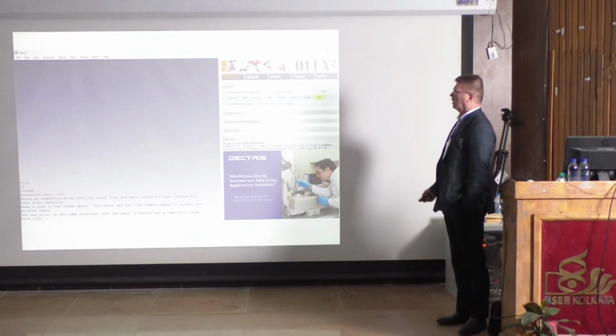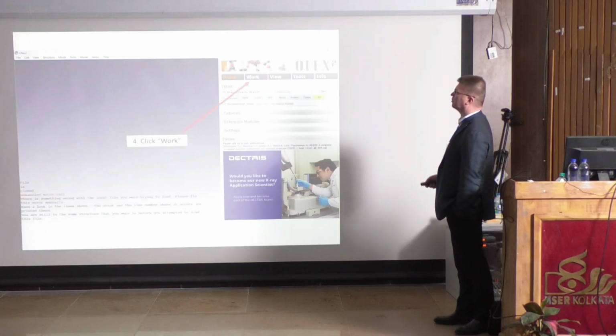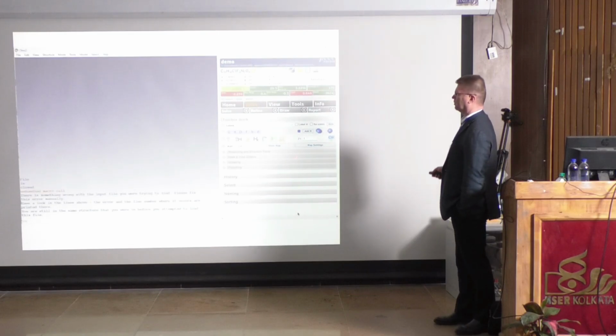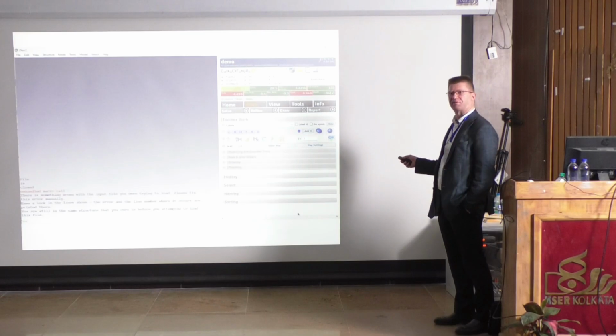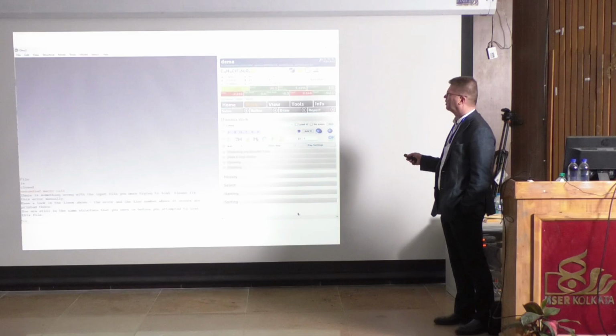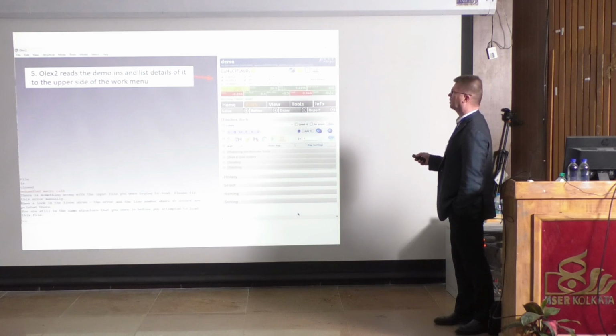Now we start the engines. So now we click work, here in the upper menu, and now it opens in this way. It doesn't know anything yet, but you can see the idea now. When we click open, it reads the inst file, and now you can see it wrote our supposed chemical information in here. And now it reads the demo file and lists details in the upper side of the work menu here. That's the unit cell, that is the A, B, and C, that's the parameters and so on. These come from the old one, they don't relate to the structure at all. And then calculate Z.